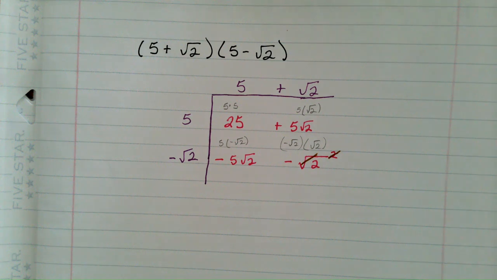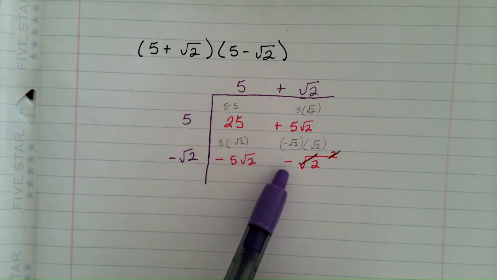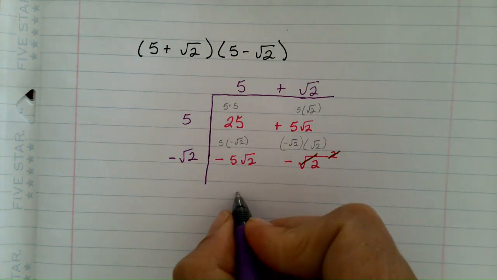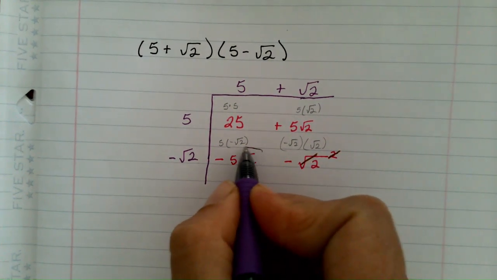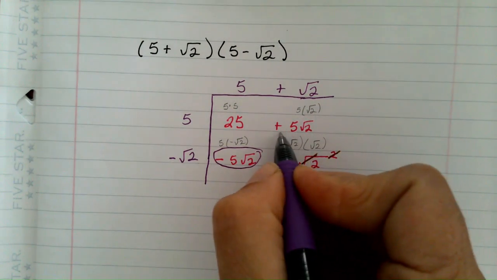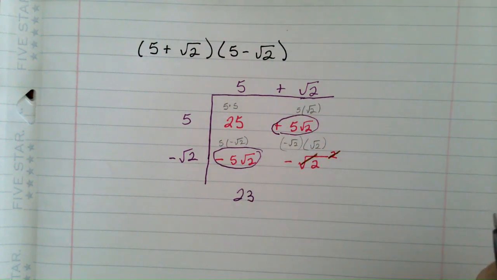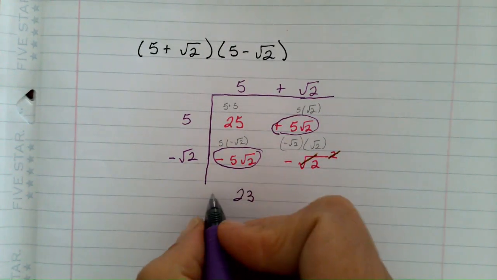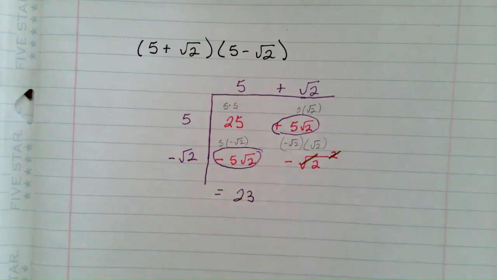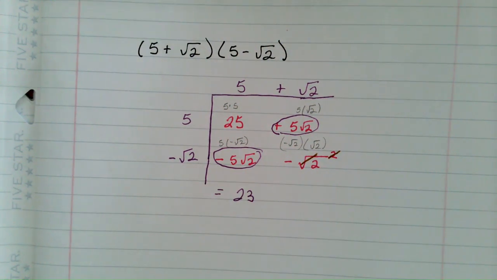So we have 25 minus 2, which is 23. And then see how this is minus 5 root 2 and this is plus 5 root 2? They also cancel each other out. And so the answer is just 23.